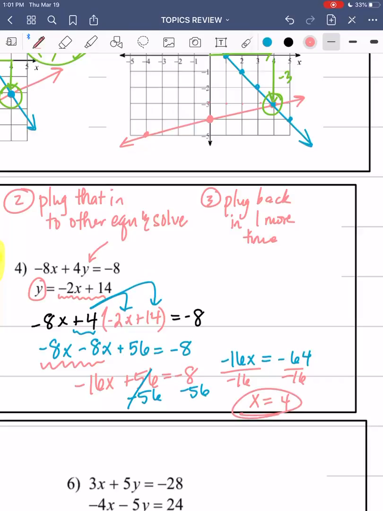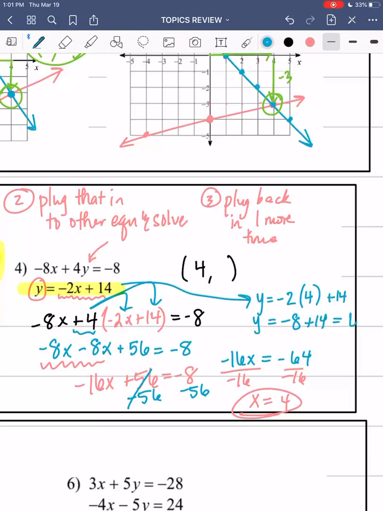Our answer looks like x, y. We solved for x first, so we know that x is 4. We just need to get y. Bring this over here: y equals negative 2 times the x number. The x number is 4, we just figured that out, plus 14. So we get negative 8 plus 14. y equals 6.